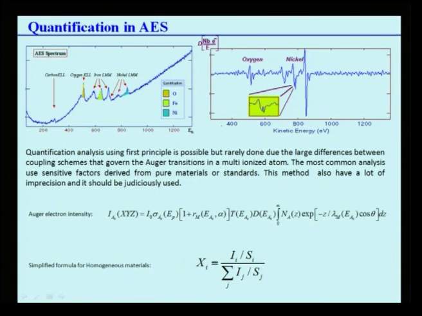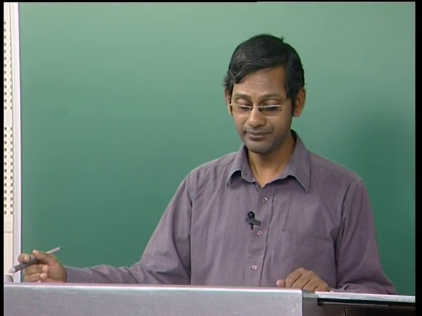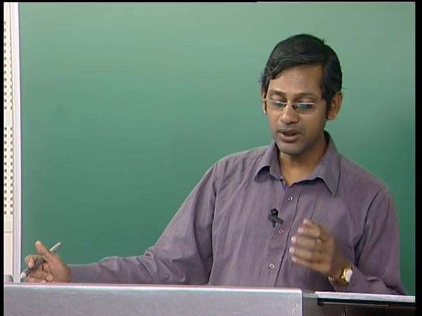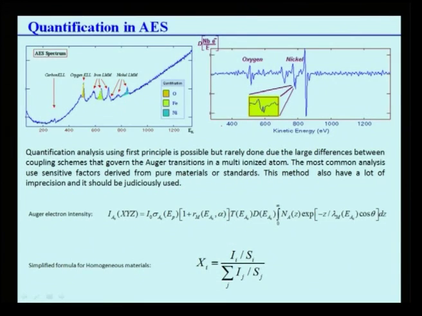The most common analysis uses sensitivity factors derived from pure materials or standards. These also have a lot of problems of precision and should be used judiciously. I would like you to know that AES allows us to quantify different elements present on the sample surface, but precision is much poorer than XPS. So what is the actual mathematical equation which uses the sensitivity factor? Actually, the Auger electron density at any position x, y, z is given by this big equation.